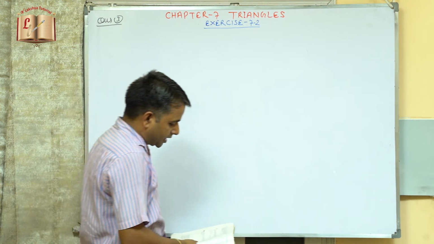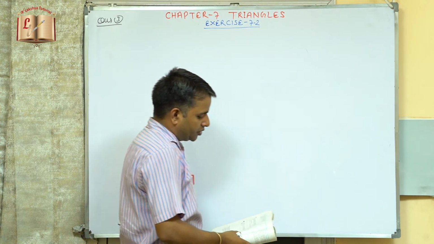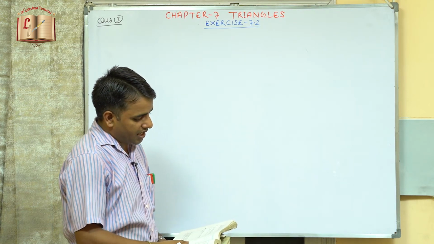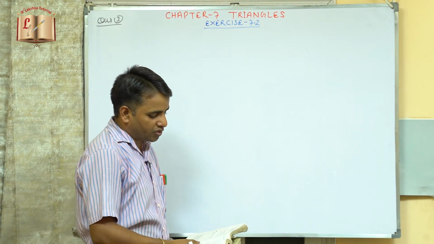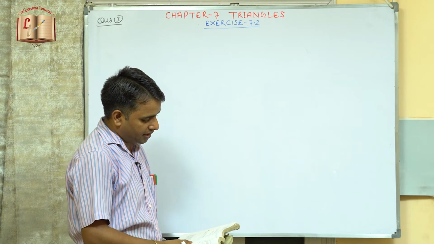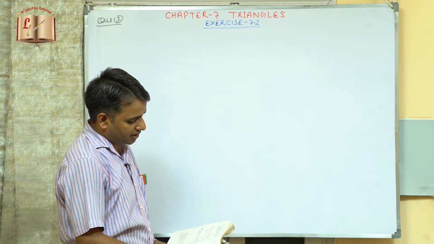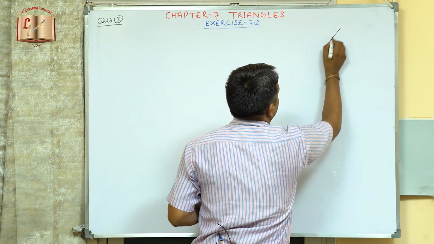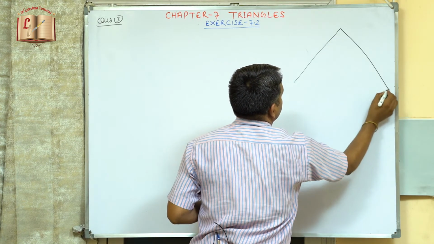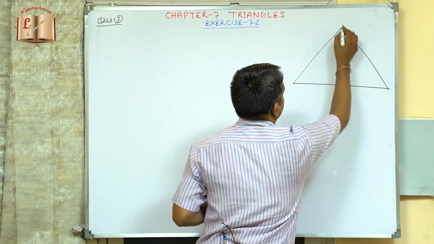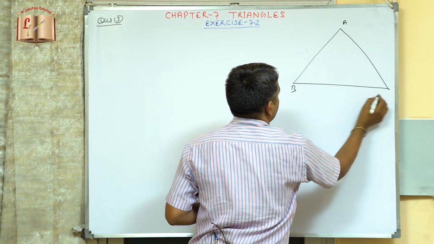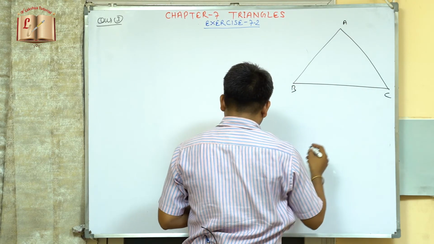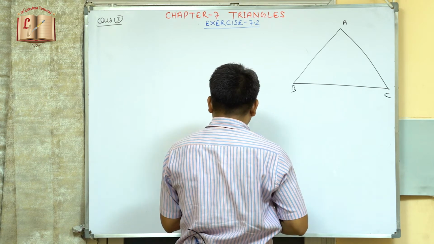ABC is an isosceles triangle in which the altitudes BE and CF are drawn to equal sides AC and AB respectively, so that these altitudes are equal. So this is the triangle ABC already given to us. This is A, B and C. From here these altitudes are drawn.